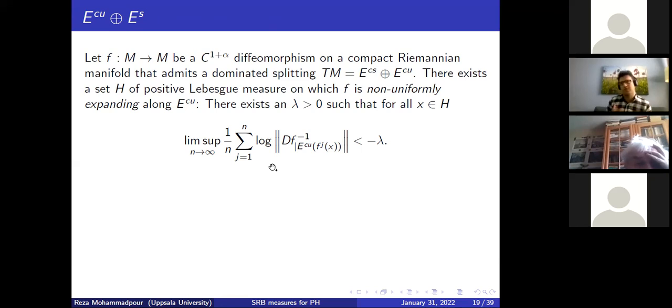What does this inequality mean? Okay, forget whatever is before the logarithm. Just consider the logarithm of the norm of the inverse of Df restricted to E^CU at f^j(x). If you forget whatever is behind the logarithm, that's the definition of uniformly expanding, because there exists a positive constant, and when you take the inverse, it should be negative. I mean a uniform constant which the log of the norm is always smaller than. That's the definition of uniformly expanding.